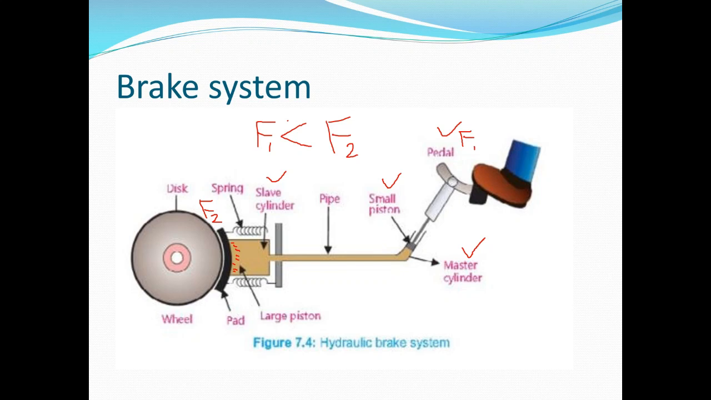We apply a force with the help of the pedal and small piston, and pressure is generated in the liquid, which is transmitted through the pipe and received by the large piston in the slave cylinder. So it applies a large force comparatively to the input. So we got a large force comparatively to the input, and that pad is attached to that disc, and your car, your bus, your bicycle will be stopped.